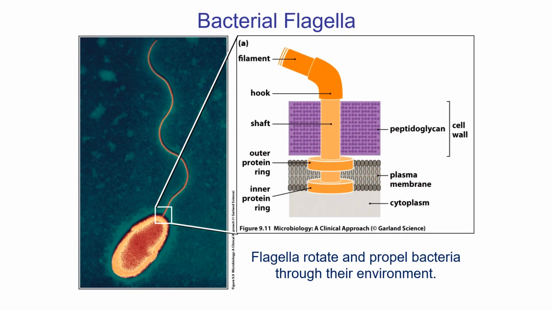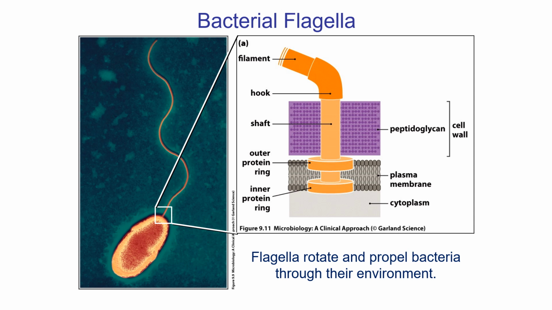In terms of both structure and function, the flagella of bacterial cells are very different from what we see in eukarya. The flagella of eukaryotic cells wave back and forth, kind of like a fish's tail. Think of a sperm cell. We have a tail that goes back and forth.